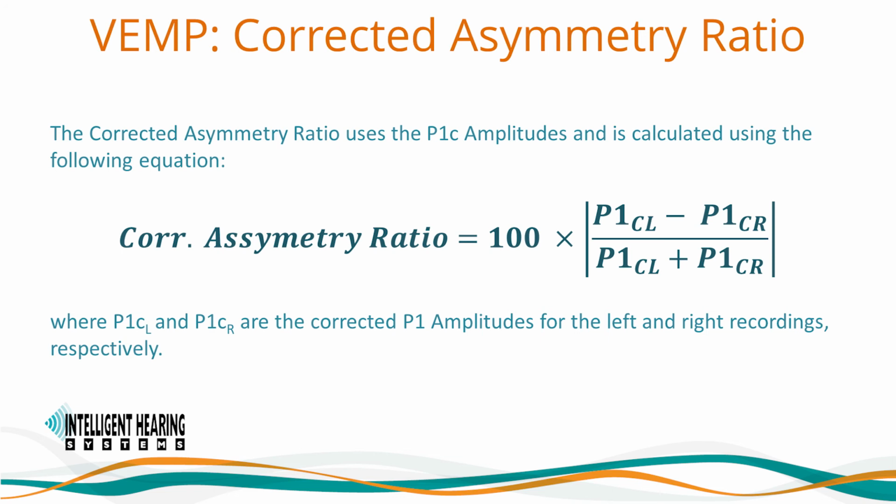The standard asymmetry ratio is further processed to provide a corrected asymmetry ratio, which is based on P1 corrected amplitudes. To calculate the corrected P1 amplitude, the P1 amplitude is divided by the base RMS amplitude. In other words, amplitude corrected equals amplitude marked divided by the RMS of the marked EMG baseline. The corrected asymmetry ratio uses the P1C corrected amplitudes and is calculated using the following equation, where P1CL and P1CR are the corrected P1 amplitudes for the left and right recordings, respectively.